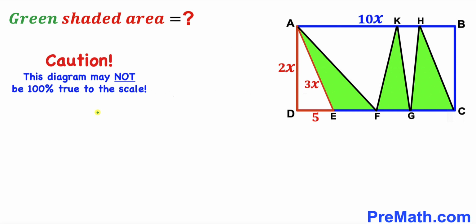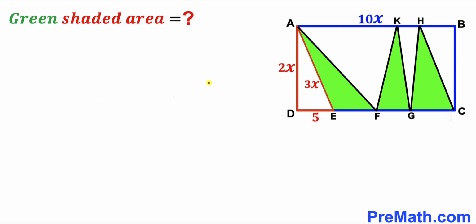Please keep in mind that this figure may not be 100% true to scale. Let's go ahead and get started. Before we can calculate the area of this green shaded region, we must find the value of x first. So we are going to focus on this right triangle ADE. And keep in mind that this angle is 90 degrees since we are dealing with this rectangle ABCD.